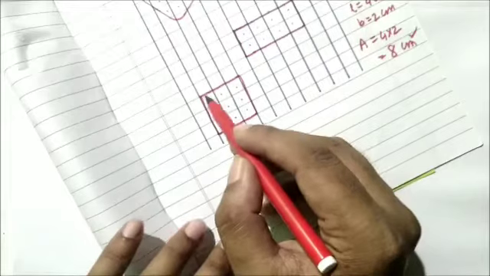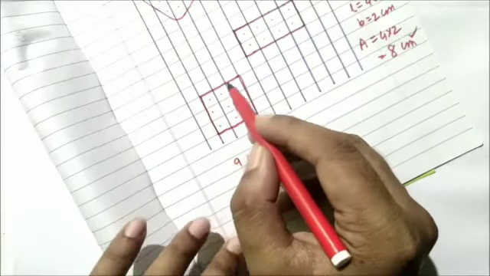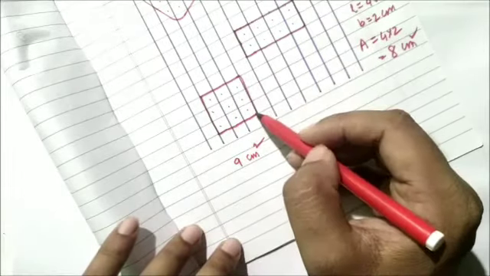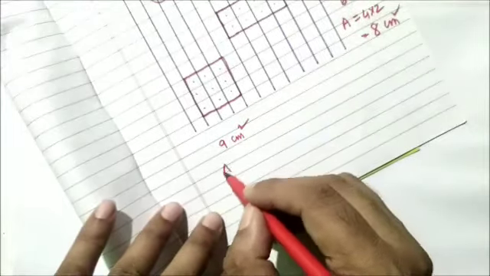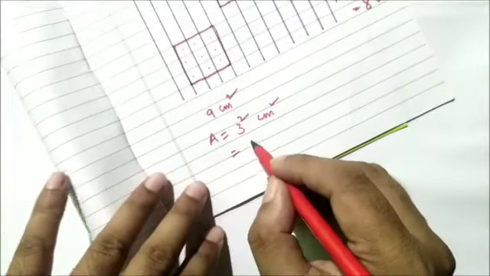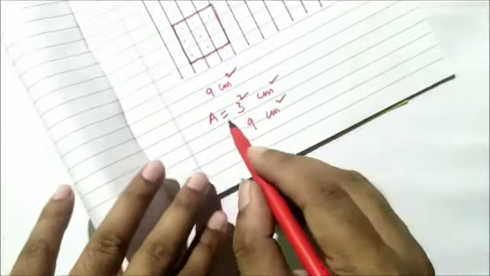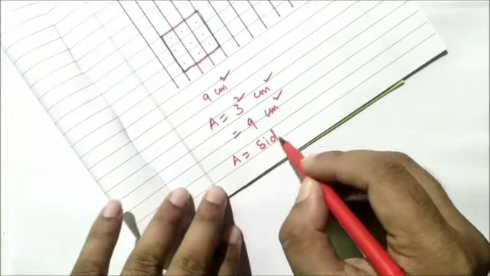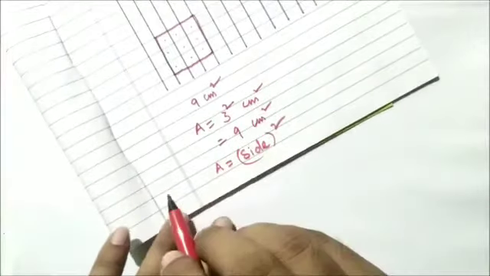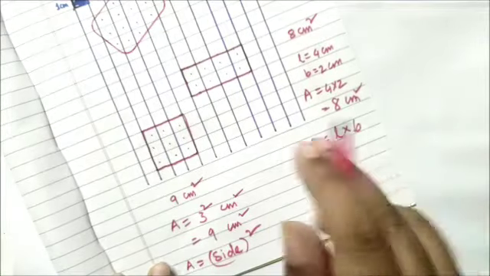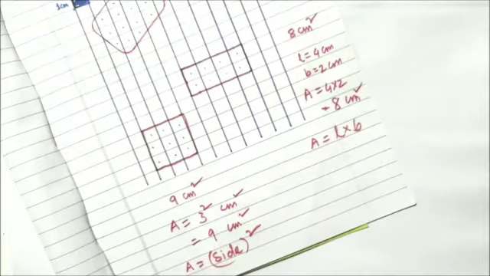That means in here what is the length of this side? 1 centimeter, 1 centimeter, 1 centimeter, that is 3 centimeter, and this is also 3 centimeter, no? So the area of this square is 3 square centimeter, 3 square means 9. So in the case of a square, the area is what? It is equal to the side square. And in the case of a rectangle, the area is what? Length into breadth. So these are the two formulas. We got it? Yes or no?